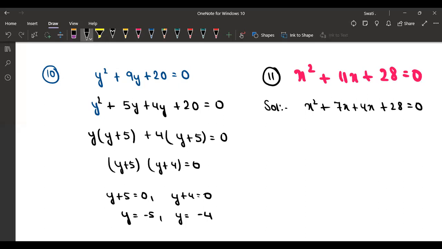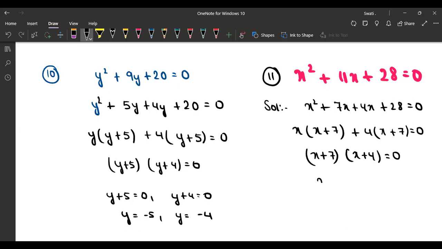Now from the first two terms, I'll take x common, x plus 7, right? Then only I'm getting x squared plus 7x. Plus here I'll take 4 common, so x plus 7 is equal to 0. Now here x plus 7 is common, so I'm left with x plus 4. And now this implies that x is equal to minus 7 and x is equal to minus 4. That's the answer. Okay, now we can go to the 12th one.